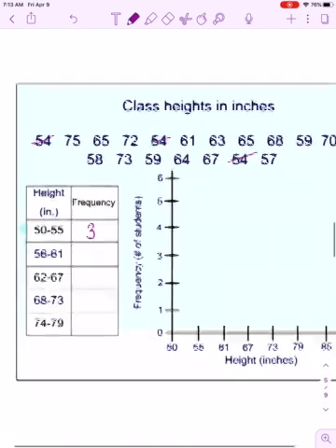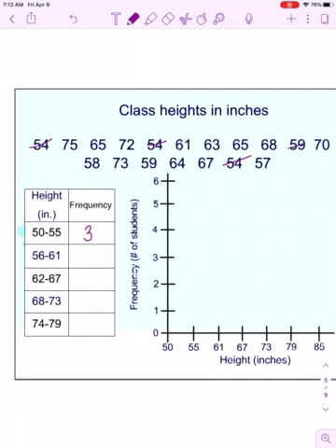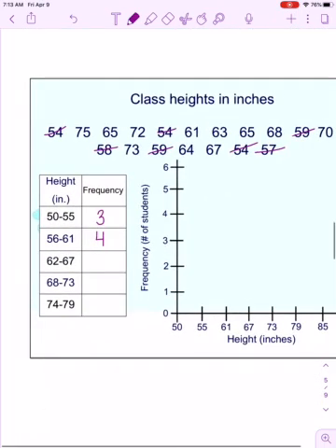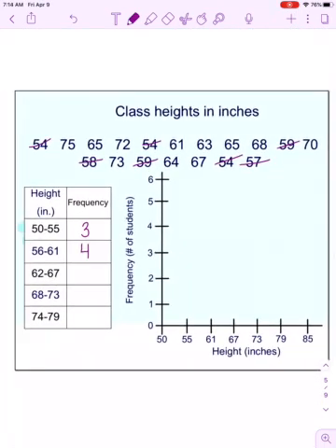56 to 61. 1, 2, 3, 4. Just counting how many fall into each grouping. 62 to 67, so 1. Oops, I missed the 61 last time, so that makes this a 5. Sorry. Okay, 62 to 67. 1, 2, 3, 4.